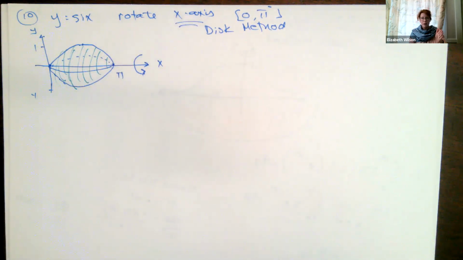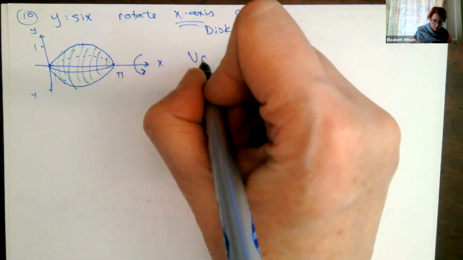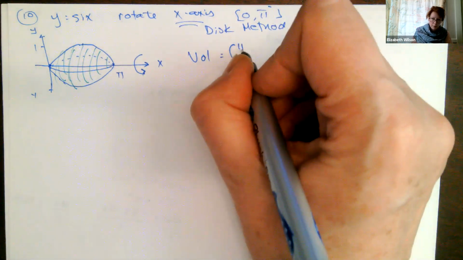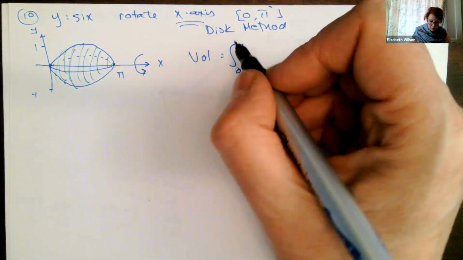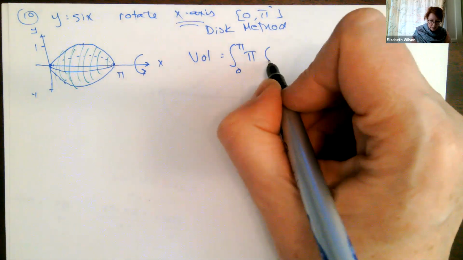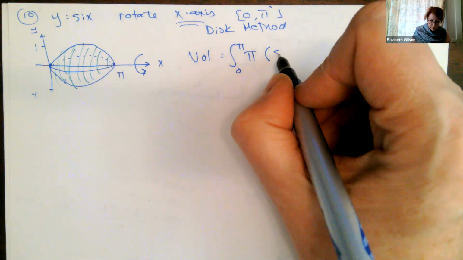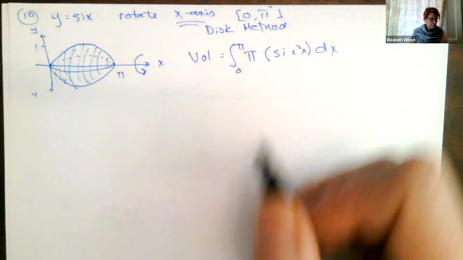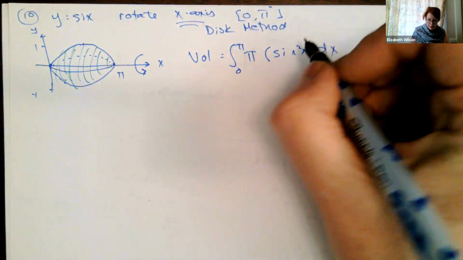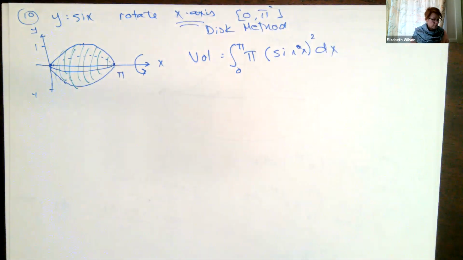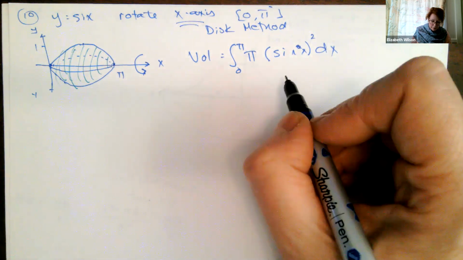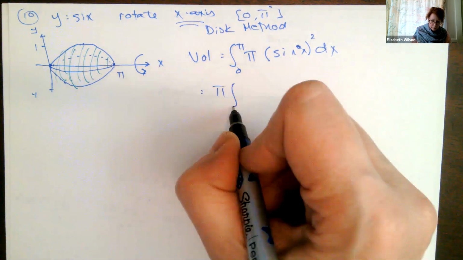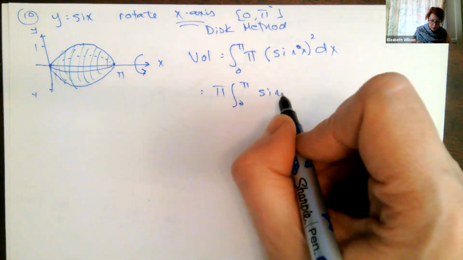So this is pi r squared, our area. We're going to add up the areas. So our volume is going to go from 0 to pi. They told me what my bounds were. Pi r squared, my radius is the function, sine of x squared, dx. Let me write it like this so you can see it better. So now I have pi, 0 to pi, sine squared x dx.